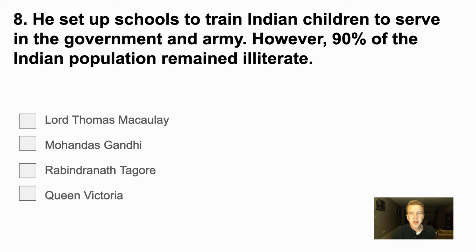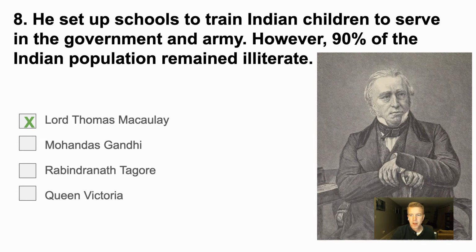He set up schools to train Indian children to serve in the government and the army. However, 90% of the Indian population remained illiterate. That's Lord Thomas Macaulay. And again, the goal here was to set up a trained group of Indian children to serve in the government, in the bureaucracy, and in the army, in positions mostly as translators and things like that. The vast majority of the population was still untrained peasants. That's Lord Thomas.